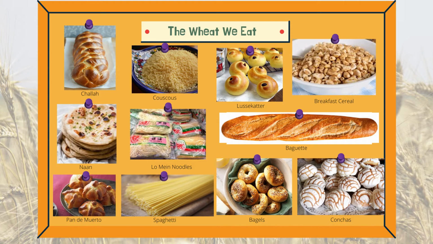I included this next slide to showcase all of the ways that wheat shows up in diets across the world, in things like challah, couscous, lo mein noodles, bagels, lussekatter, breakfast cereal. Wheat shows up in so many ways and in so many countries across the world. Do you have a favorite food that contains wheat? If so, what is it?